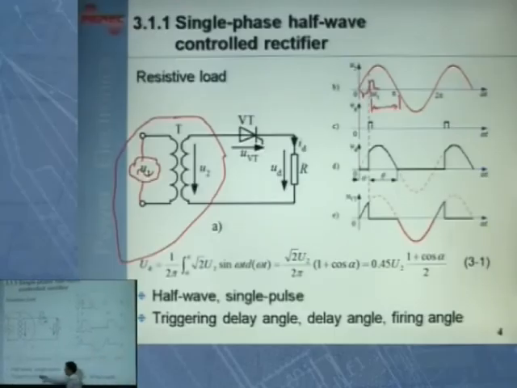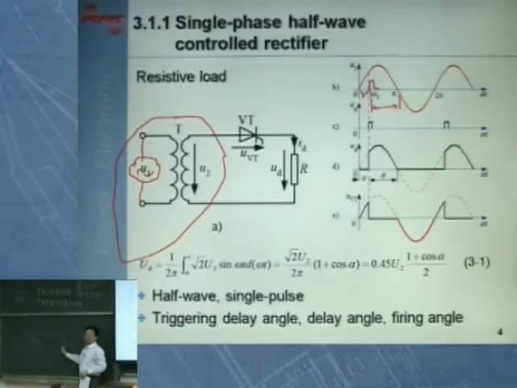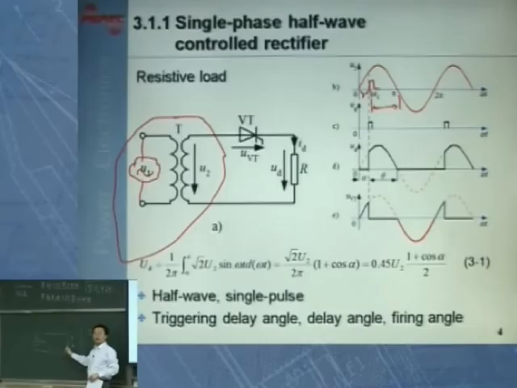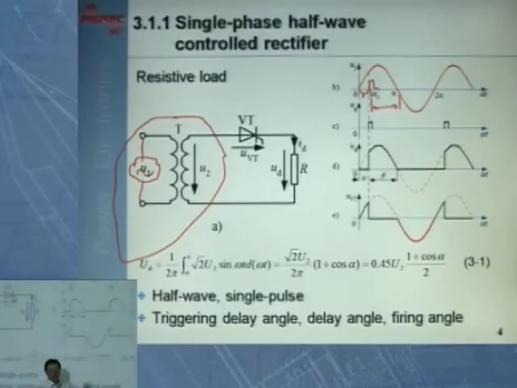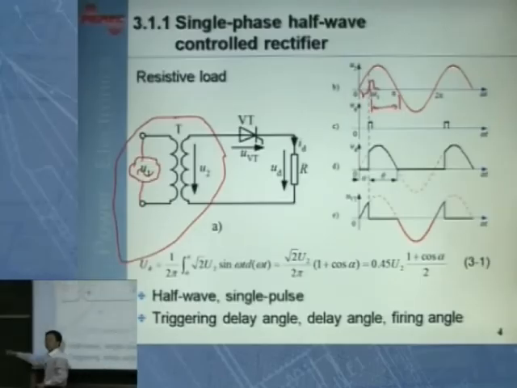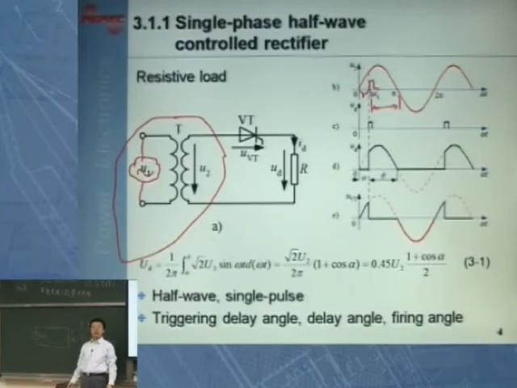Because this is a resistor circuit, the load is a resistor, right? So the current will have the same waveform as the voltage. Now the voltage is this waveform. So when the voltage decreases to 0, the current flowing through here will decrease to 0. And therefore, at this instant, the thyristor turns off.